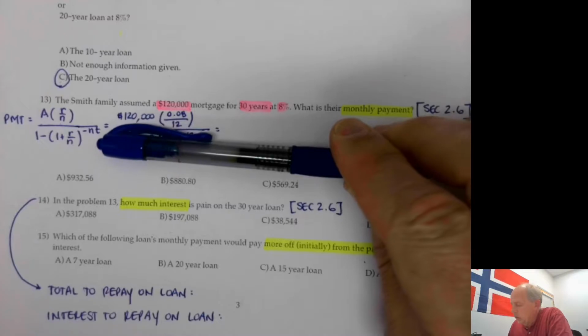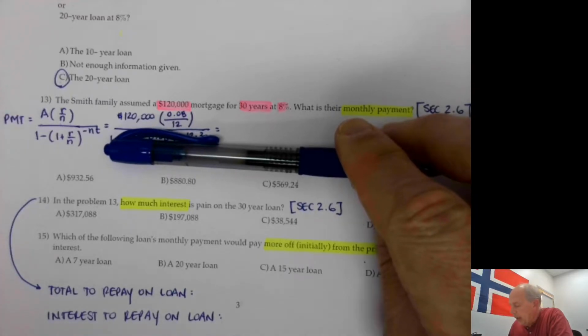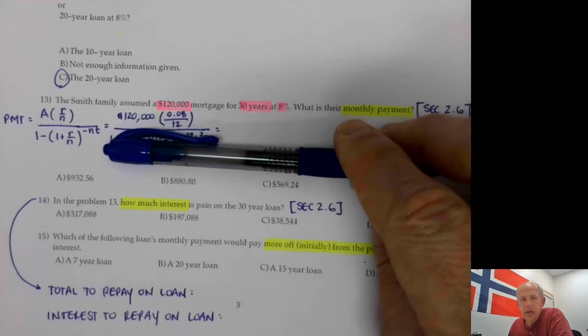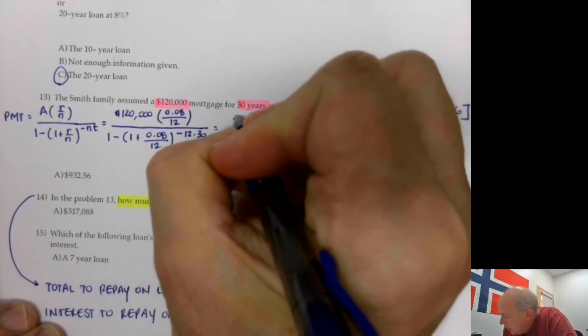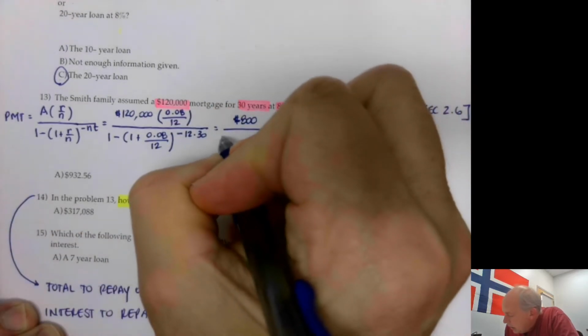Now, like I did with the other problems when I was introducing this concept, I'm going to block out the denominator downstairs. That's a lot of stuff going on down there. Just going to worry about 120,000 times 0.08 divided by 12. That would be $800 in the numerator.